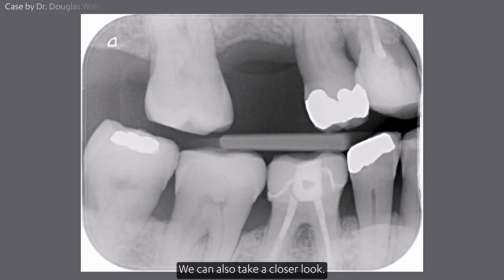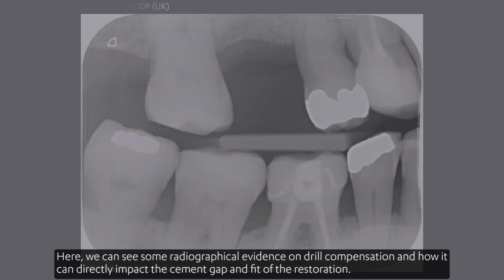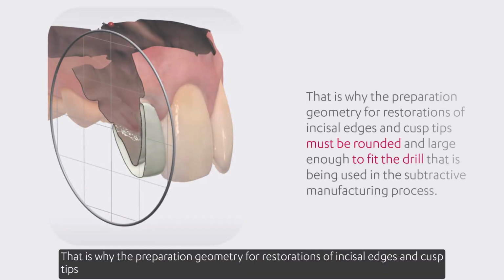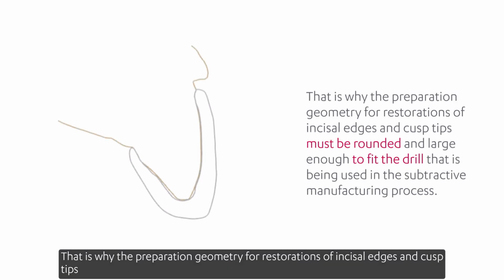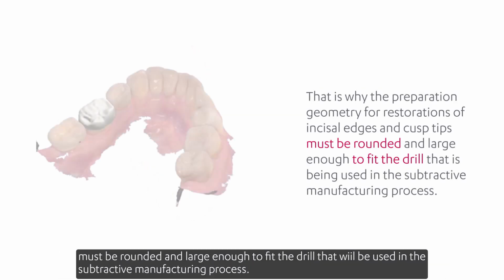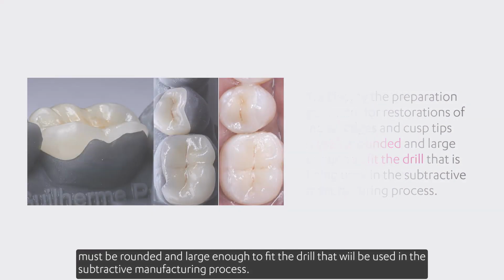We can also take a closer look. Here we can see some radiographical evidence on drill compensation and how it can directly impact the cement gap and fit of the restoration. That is why the preparation geometry for restorations of incisal edges and cusp tips must be rounded and large enough to fit the drill that will be used in the subtractive manufacturing process.